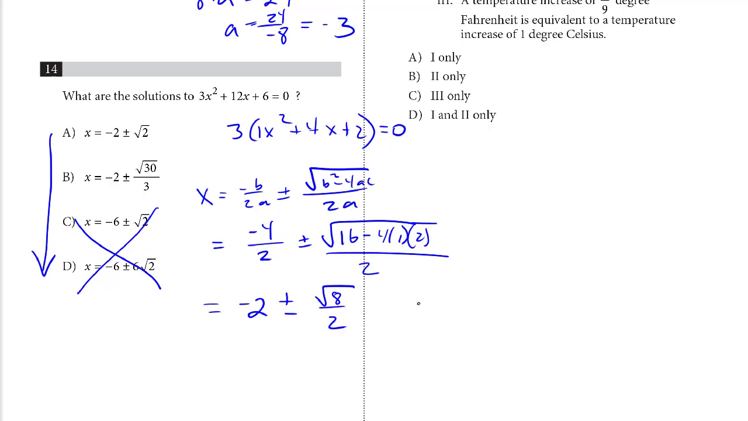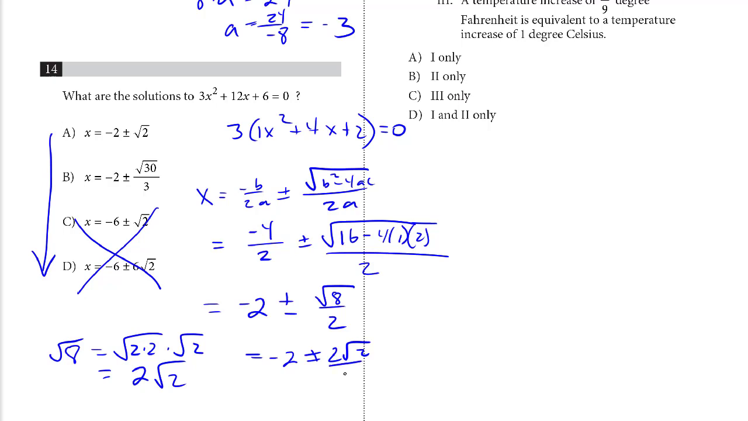Now I can rewrite the square root of 8 as the square root of 2 times 2 times the square root of 2, which is simply 2 root 2. So I'll rewrite this as minus 2 plus or minus 2 root 2 over 2. Those 2's cancel. The final answer here for 14 is minus 2 plus or minus root 2. The correct answer for 14 is A.